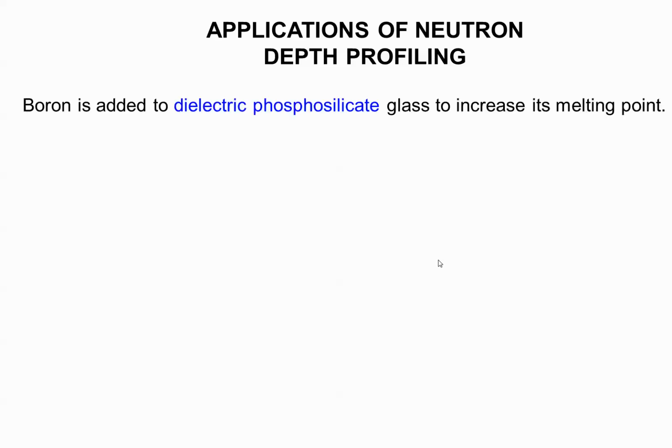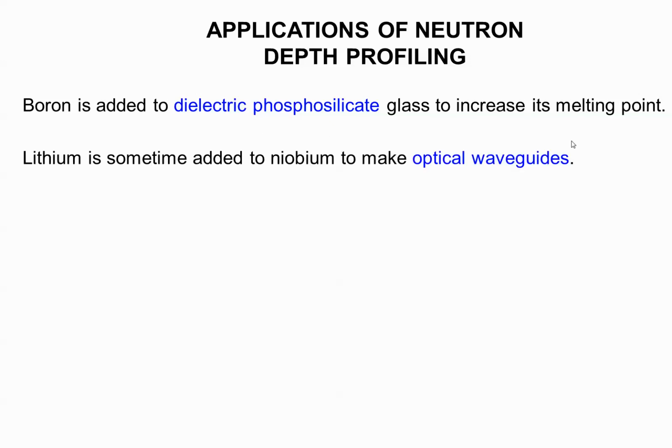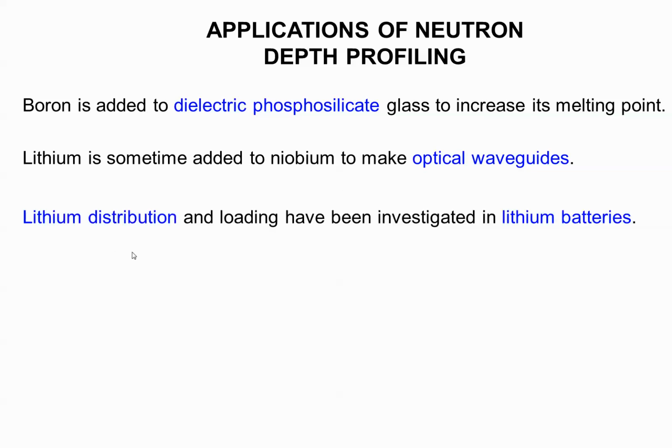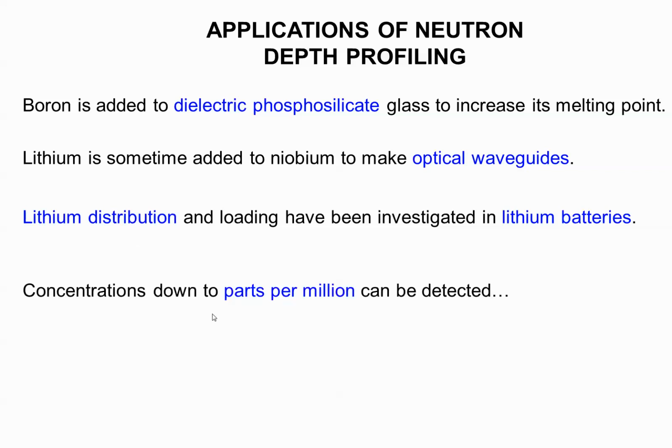Other applications: neutron depth profiling. Boron is added to dielectric phosphosilicate to increase its melting point. Lithium is sometimes added to niobium to make optical waveguides. Lithium distribution was determined in lithium batteries. Concentration sensitivity goes down to parts per million.